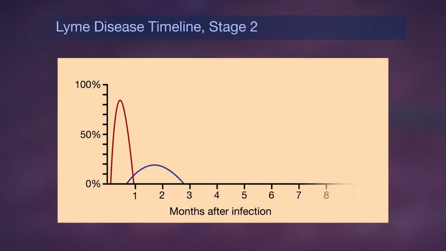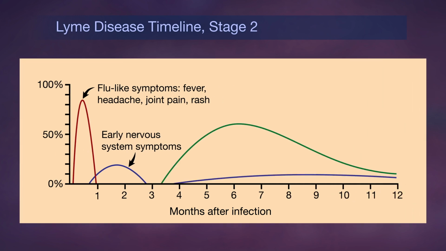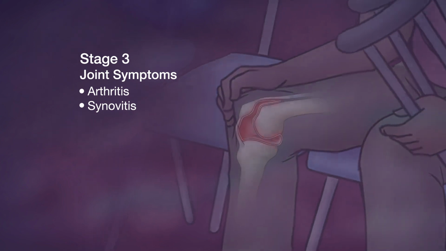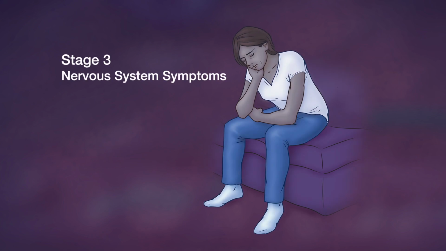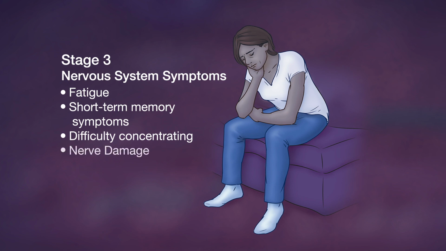As untreated Lyme disease progresses, flu-like and early nervous system symptoms may wax and wane or subside, but new symptoms appear in the majority of patients, signifying stage 3, or late Lyme disease. These may include late nervous system and joint signs and symptoms, such as arthritis and synovitis, most commonly of one knee. Synovitis is inflammation of the membrane that surrounds the joint, associated with visible joint swelling. Nervous system symptoms include extreme fatigue, short-term memory symptoms, difficulty concentrating, and nerve damage.